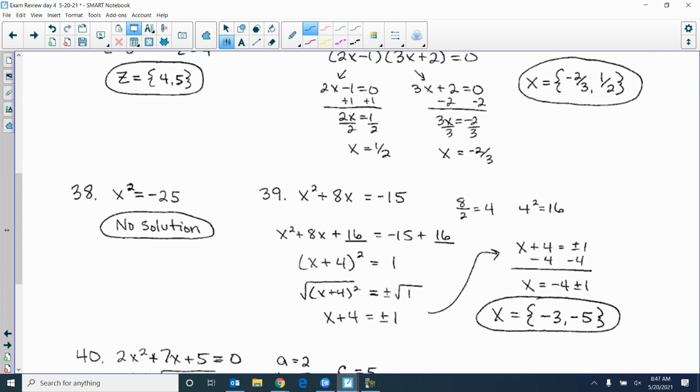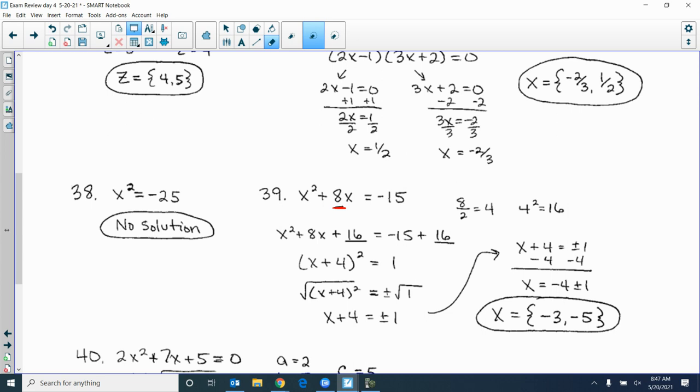All right, 39 is completing the square. We do want the constant on the other side, and this is where we take this constant 8, cut it in half, and then square that number, and that's what goes here. Sometimes we'll write it as 8/2 squared. It doesn't matter how you write it, but it's going to end up equaling 16. So you put 16 here, 16 here.